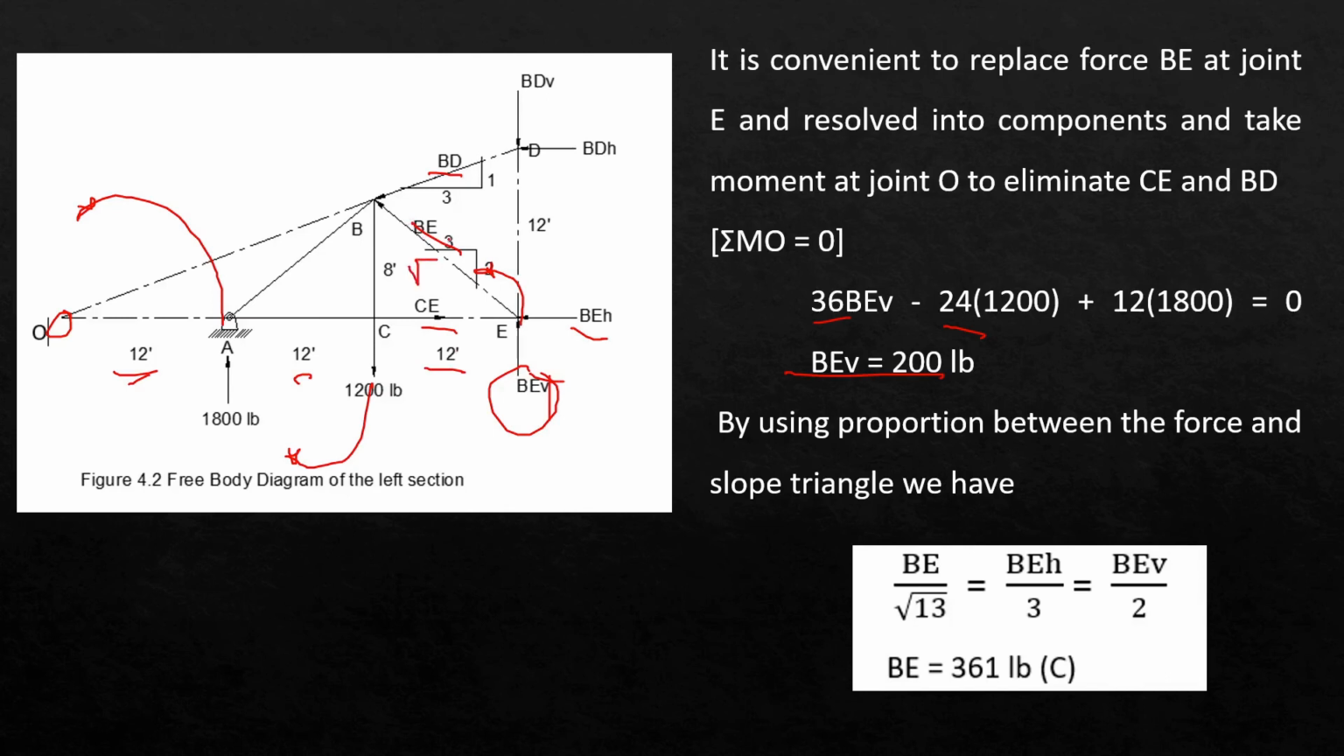Now, by using proportion between the force and the slope triangle for BE, you have here this one, of course, this is 3, 9, and 4, this is 13. If this is 3, this is 2. In other words, this one is square root of 13. BE is to square root of 13, horizontal component of BE is to 3. This is 3 here. And then 2 for the vertical. And that's why, since we already have BEV equal to 200 pounds, we can compute the BE force.